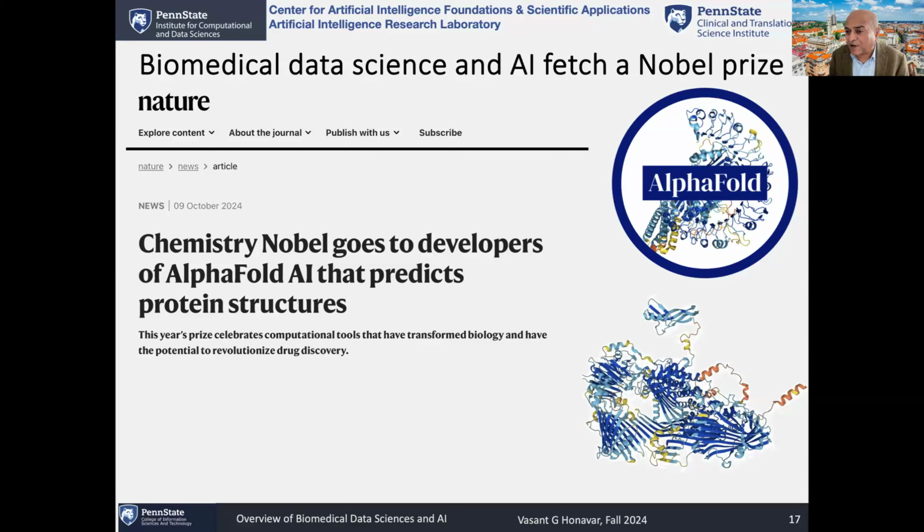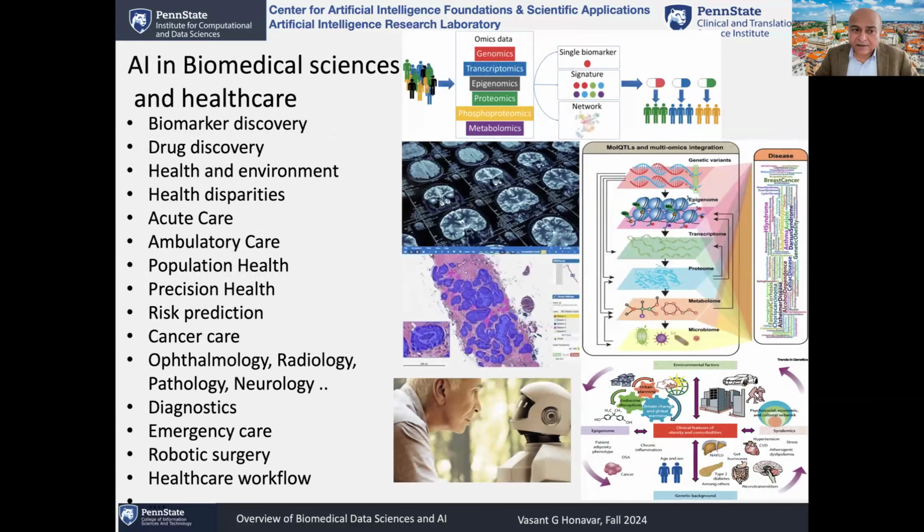This protein structure prediction has been an unsolved problem for many years. We still don't understand, for example, the detailed physics of protein folding, but structure prediction is more or less a solved problem, thanks in large part to the availability of data and the advances in machine learning. Okay. So the potential for application is everywhere in healthcare, right? All the way from biomarker discovery, drug discovery, understanding the relationship between health and environment, understanding and addressing health disparities. The list is long, and the types of data are vast and extremely rich.